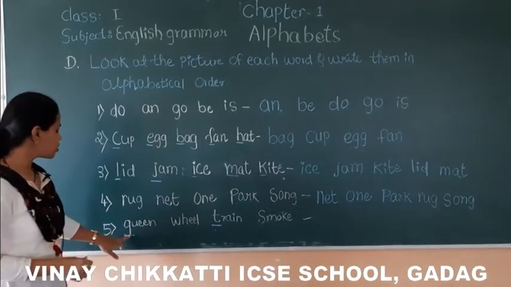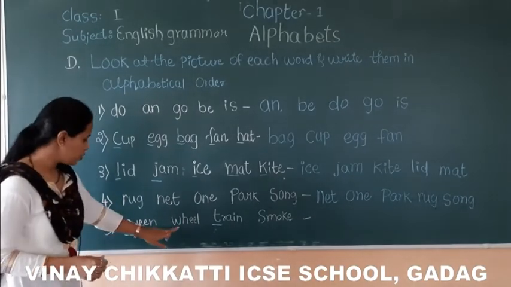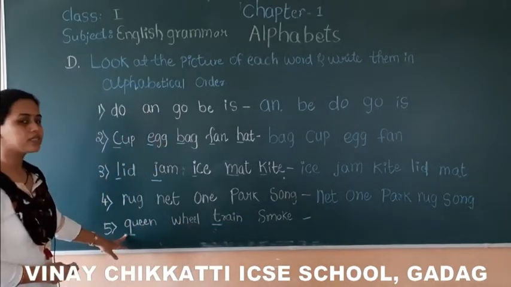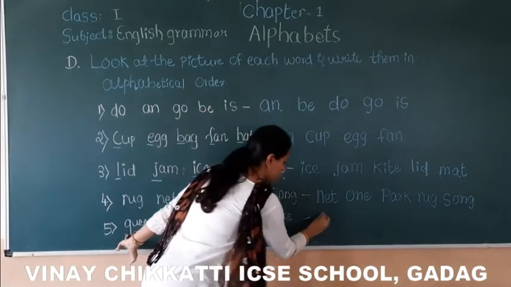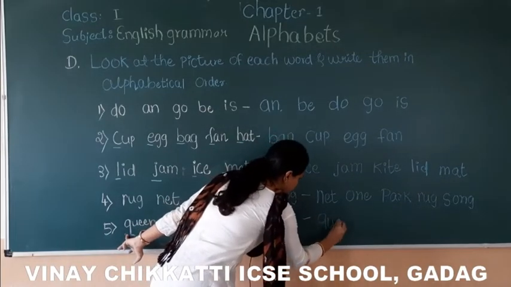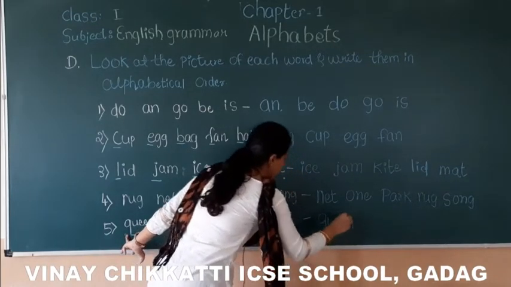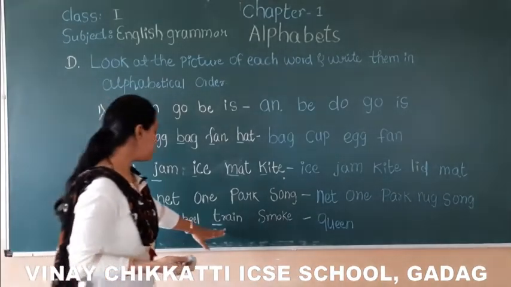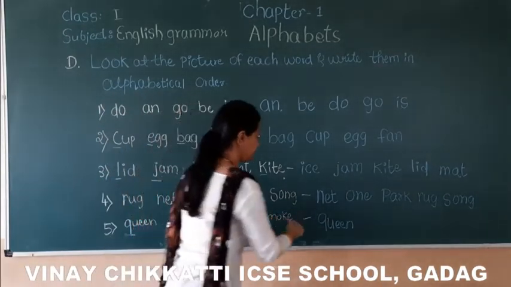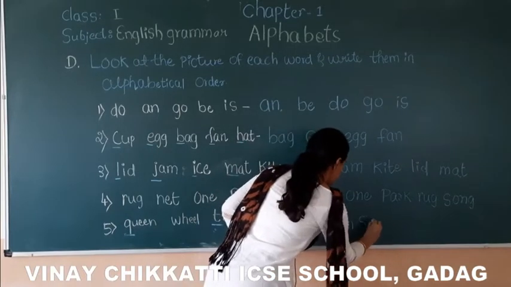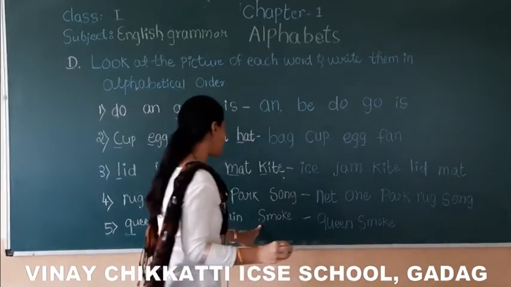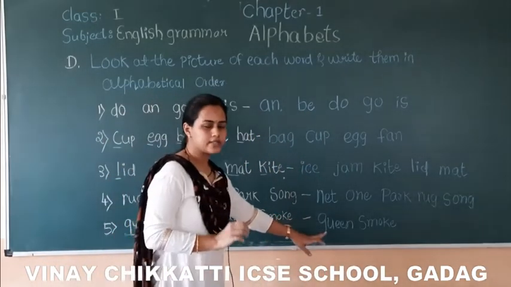Okay. We go to the next one. Q, W, T, S here. So what will come first? Q. Q, U, E, E, N, queen. And after that what will come? S. S, M, O, K, E. Smoke. Q, R is not there.